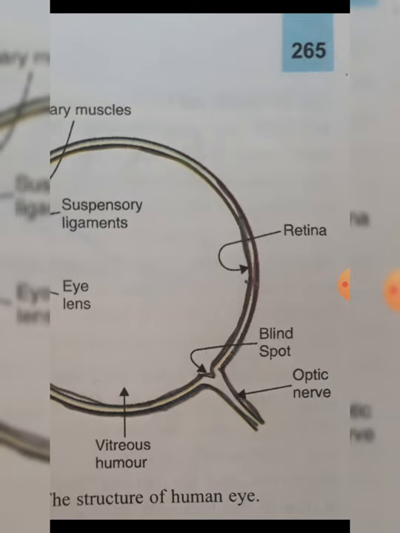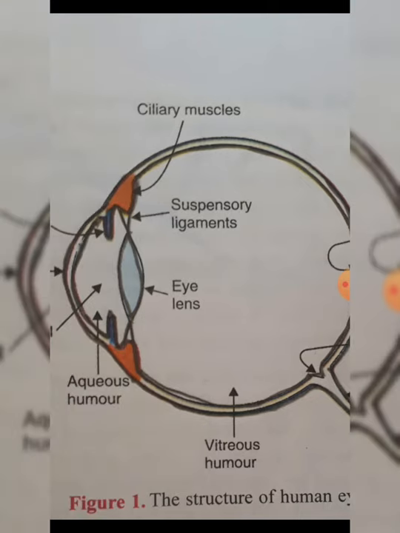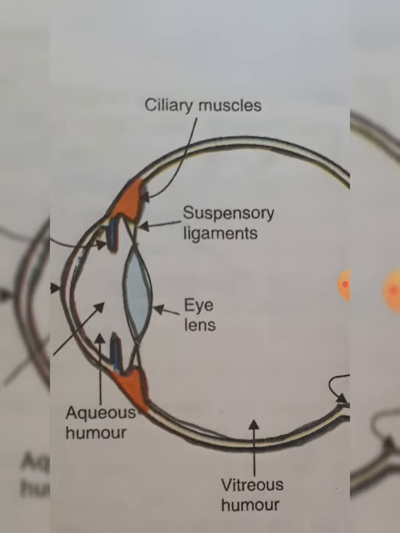But let me remind you, there's one difference between the camera lens and the eye lens, that is, the focal length of the lens in a camera is fixed. It means the focal length cannot be changed in a camera. But the focal length of the convex lens present inside the eye can be changed. And the focal length of the eye lens can be changed by the action of ciliary muscles. As you know, ciliary muscles change the thickness of the eye lens while focusing. So the focal length of the eye lens can be changed, but the focal length of the lens used in a camera can't be changed.